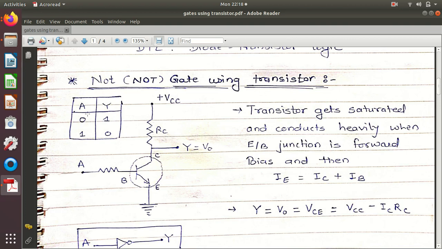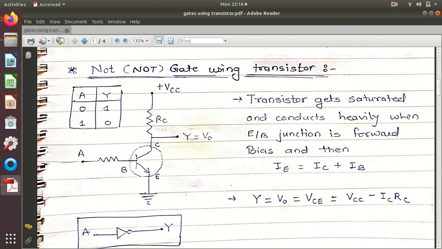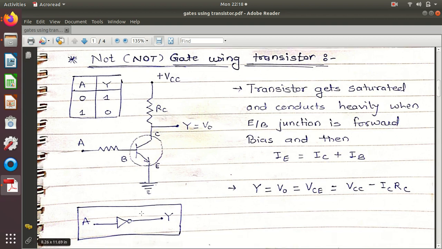If input is 0, the output will be 1. If input is 1, then the output will be 0. That is logical 0 state. So, this is the so-called truth table of NOT gate, right? This is the symbol of NOT gate, wherein you can see this NOT represents that it is inverting the input. So this gate is also known as the inverter gate.